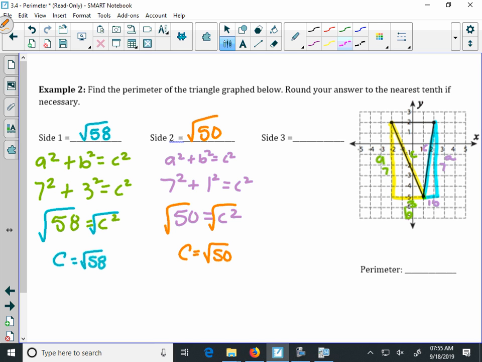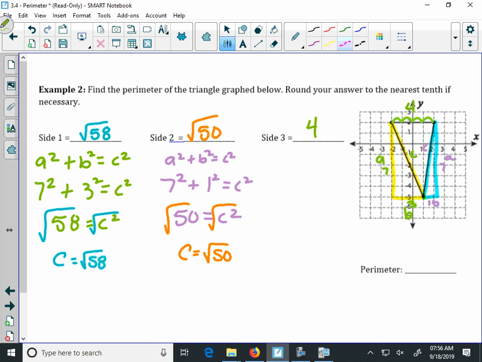To find our third side, do we need to use the Pythagorean theorem? Why? It's nice and flat. There's no slant to it. So how do we find the length of that third side? Just count. You just start at one point, count 1, 2, 3, 4. The length of that side is 4. So when you have perfectly flat horizontal lines or perfectly straight vertical lines, there's no slant to them, all you have to do is count.